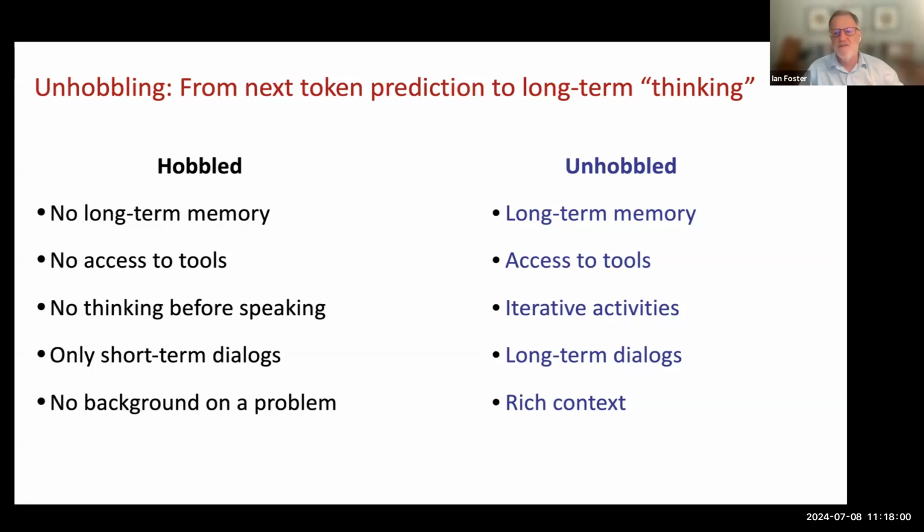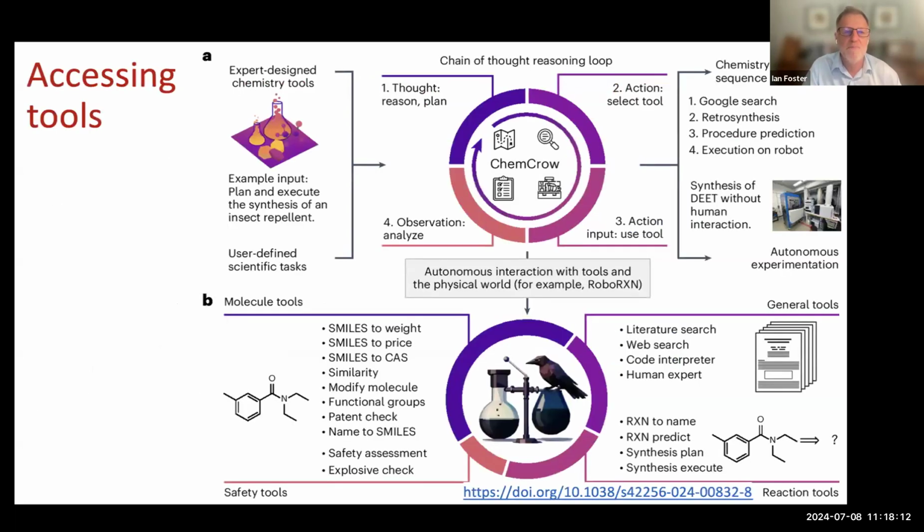Engaging in iterative activities where you keep improving on a result, providing them with context that they can consult when looking at results. And these all make a significant difference to performance. In terms of accessing tools, I thought I'd just throw up one example here, because there will be a talk by one of the authors of this work a little bit later, whose name Schwaller, I think his name is.